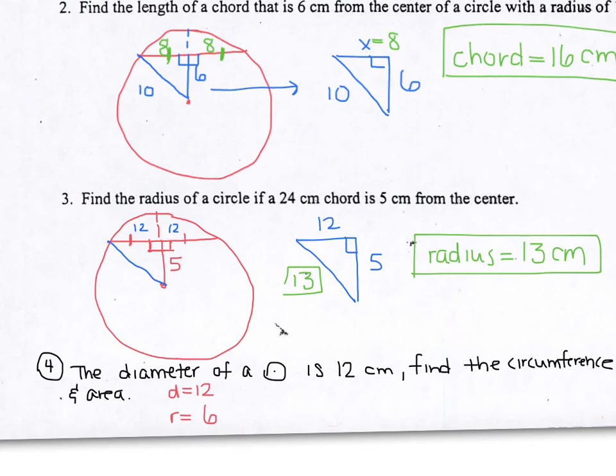Well, having that means we should be all set. Our circumference is pi d. Therefore, in this case, we're going to find out that our circumference equals 12 pi centimeters. And our area, we know, is pi r squared. We found that our radius was half of our diameter, therefore it's 6. Area equals pi times 6 squared, resulting in area equals 36 pi centimeters squared.